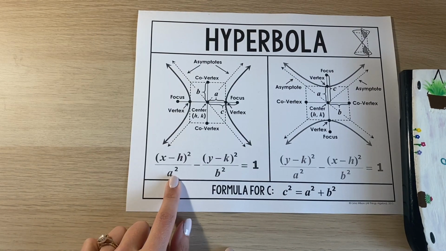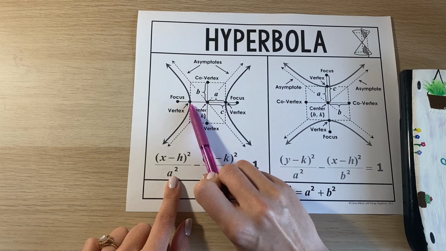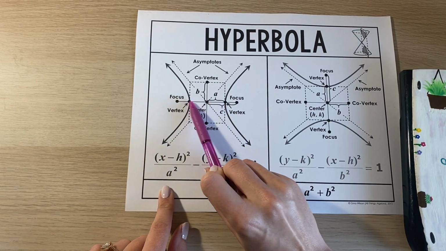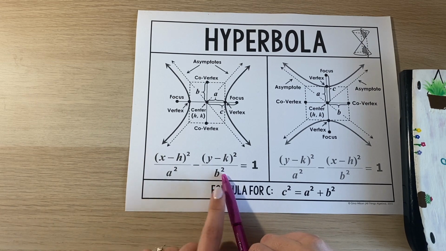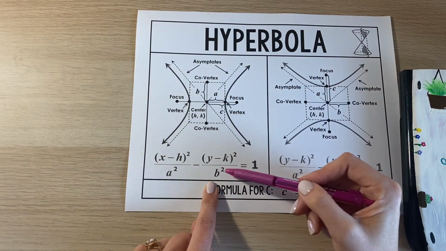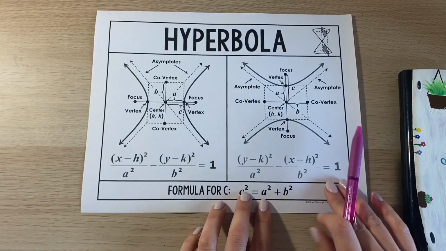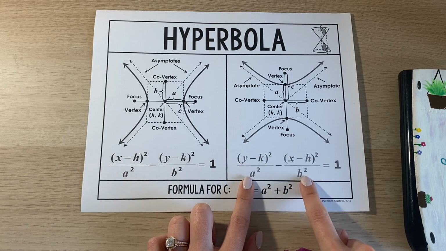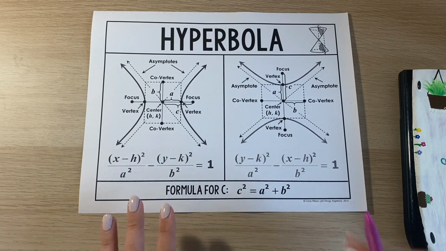The square root of this denominator will tell us how far to move in the x direction, because it's located under x. So a, you can see here, is labeled on this diagram. The square root of this denominator will tell us how far to move in the vertical direction, because it's located under y. And the same thing here. So in this case, this square root goes with y, and this distance goes with x. So left, right, up, and down.